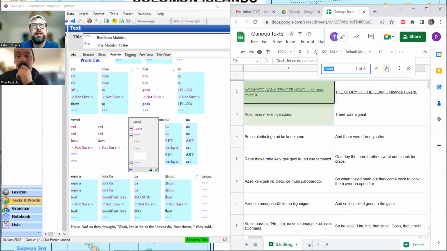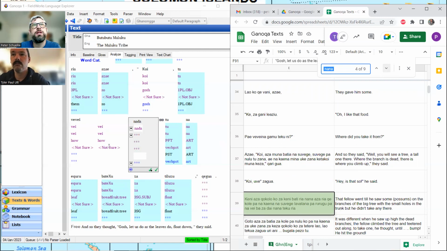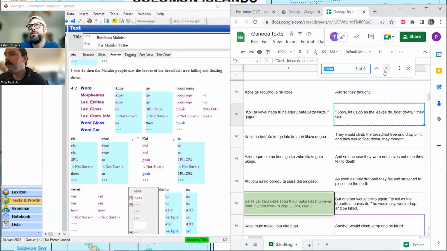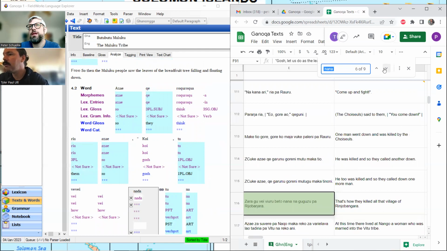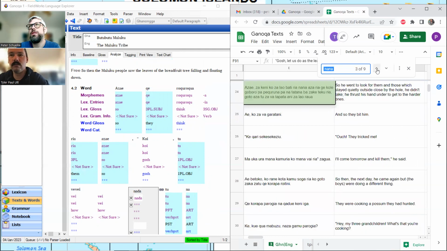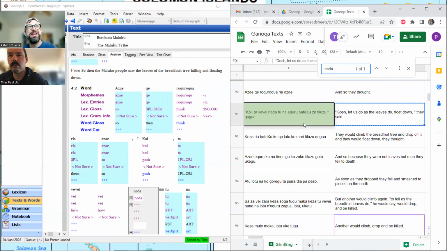So gosh, let us do that. Let's check the original text right quick. This sentence starts with Azai, so let's get us back to the sentence we were on. Oh, I'm in the wrong story somehow. Let's find Nanda. I'm going to check the original text right quick and see if this might be a typo and it should be Nana, because it would be convenient for us if that was the case.